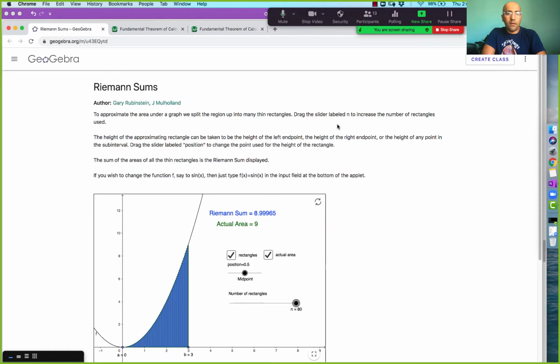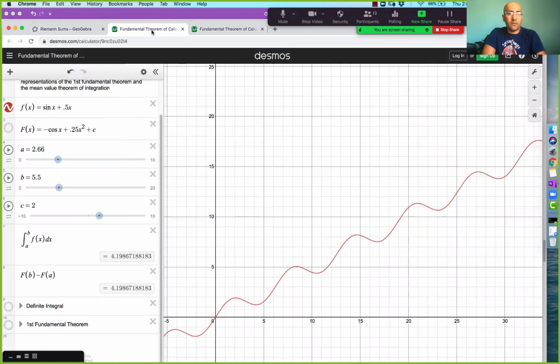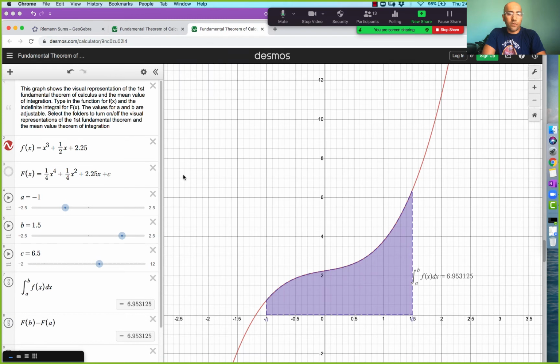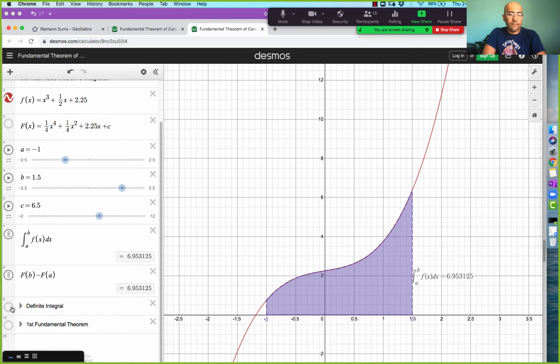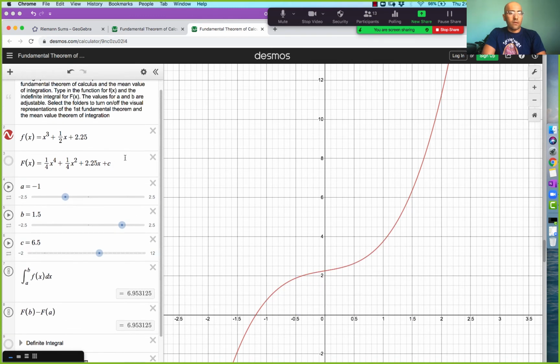So let's see. We already did this one. Let's work with this one. Okay, so let's say we have this function, x to the third power plus 1/2 x plus 2.25. Okay, so the antiderivative of this function is equal to this, and I know that we're still building that up, and we're going to get to these rules in a little bit, but right now I just want to do the graph, so hopefully this looks familiar.